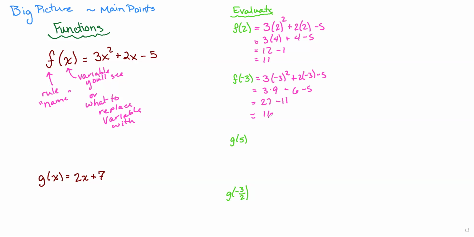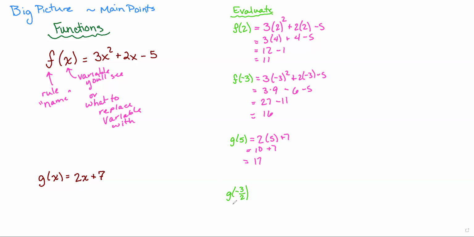All right, so then the next one that I have is g of 5, which means I'm going to the g function. Every time I see an x, I'm going to replace it with a 5. So instead of using the f function, I'm using the g. My g function starts with a 2, I see my x, I'm going to replace it with a 5, and then plus 7. So this is 2 times 5, which is 10, plus 7, which is 17.